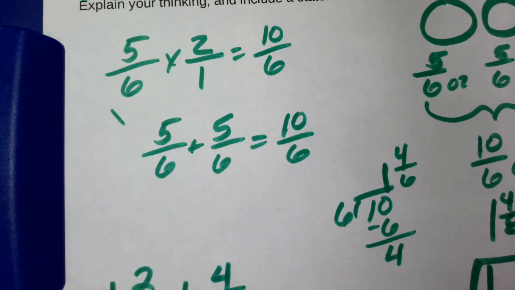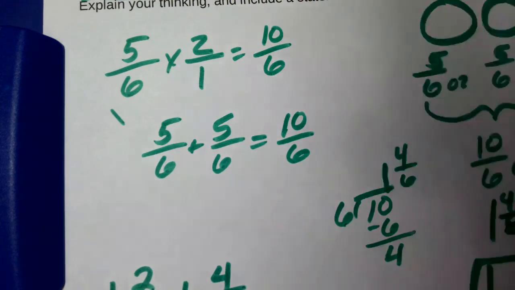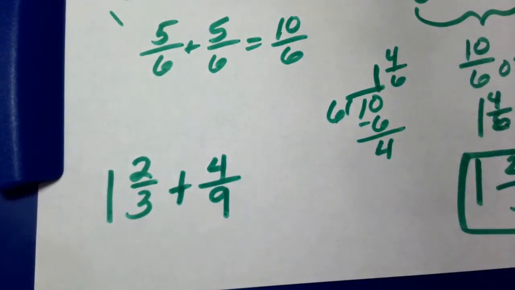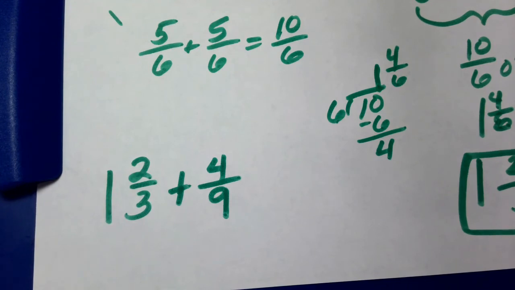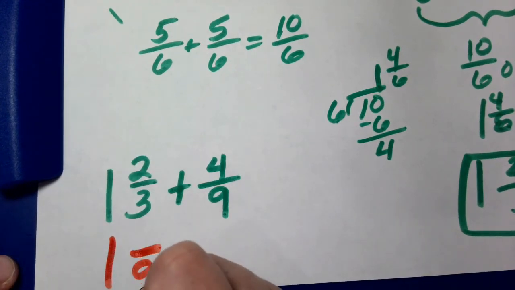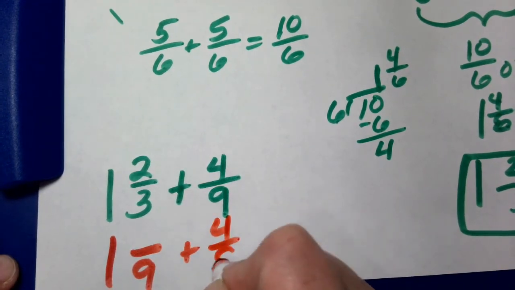Okay, so in this case, I have, again, unlike denominators. So what I have to do is find a common denominator. In this case, I know 3 and 9 are pretty friendly numbers. So I'm going to make an equivalent fraction for the 2/3. I'm going to have the denominator be 9, so I can just add it to the 4/9.